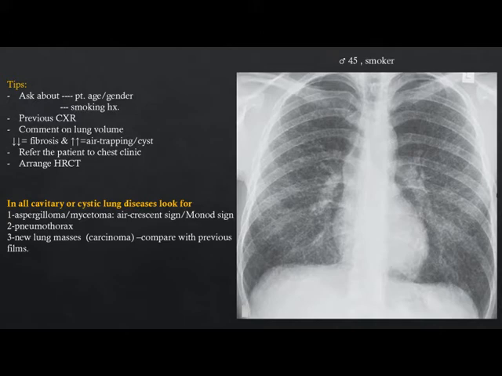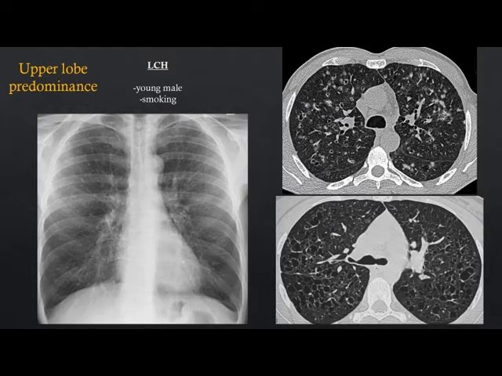Now let us see some differential diagnosis of cystic lung disease. Because there is a wide range of pathologies that cause lung cysts, the simple way to make the diagnosis is to characterize the cyst according to the distribution: if it is upper lobe predominance, if it is diffuse, or lower lobe predominance. And after we identify the distribution, we have to look for other associated findings. So the example of the upper lobe predominant cystic lung disease is LCH, as it was our case. Usually it occurs in young males with a history of smoking.